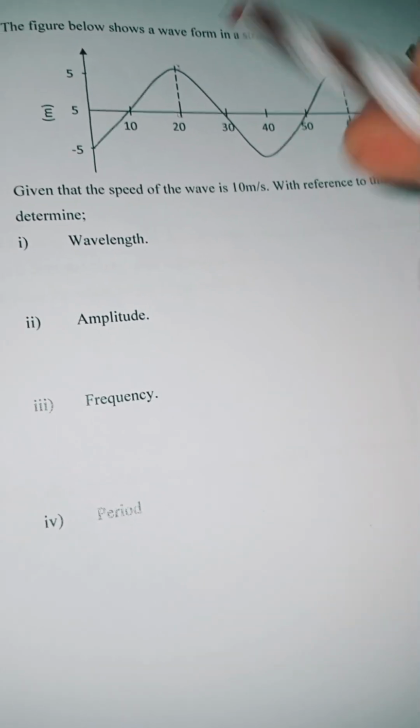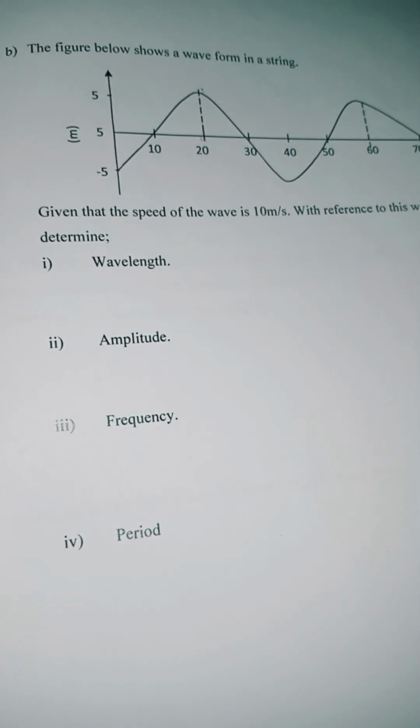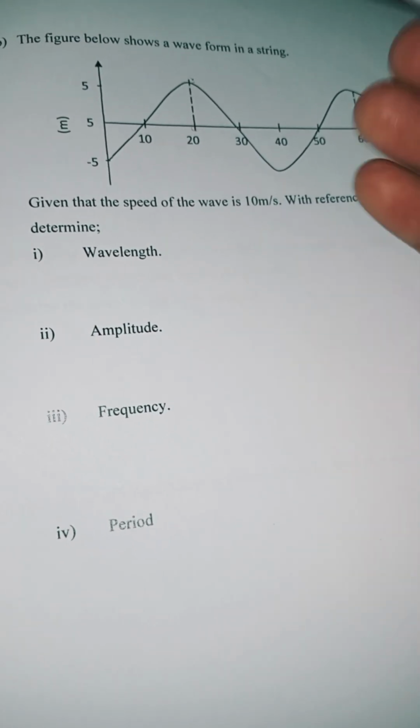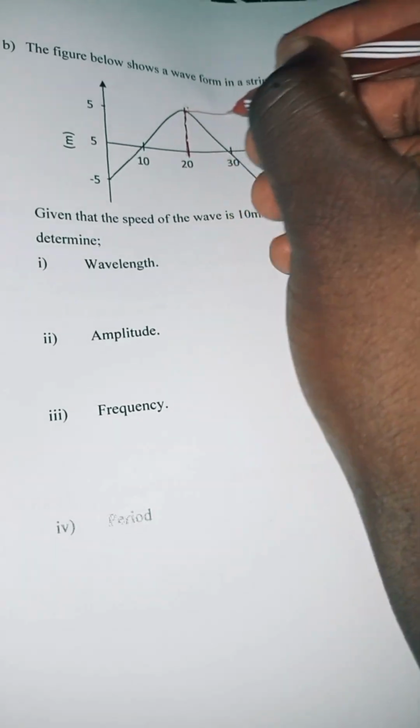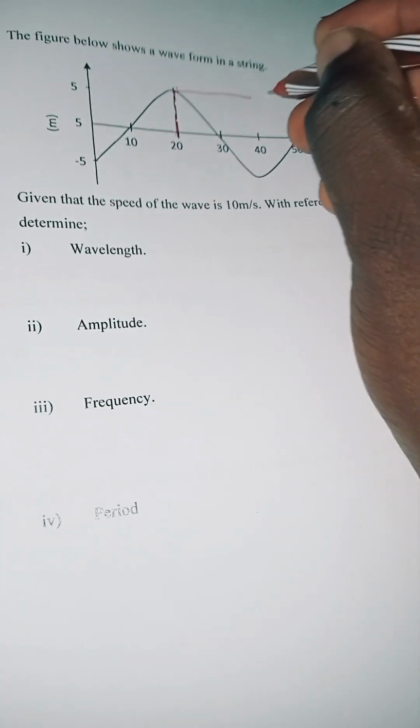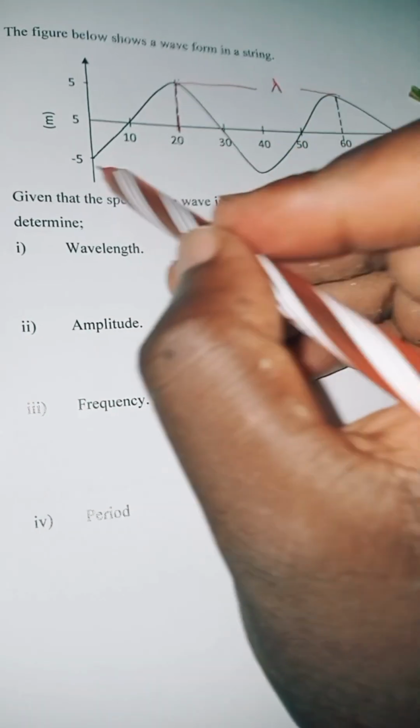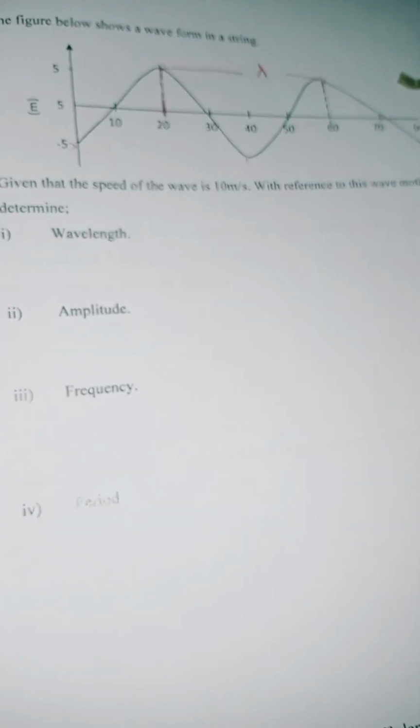Then we are going to see what we call the wavelength. The wavelength is the distance between two successive crests. And as you can see, for example, from this point to this point, this one is what we call the lambda. So I'll come and write here, this one is the lambda. Or I can say from here to here.